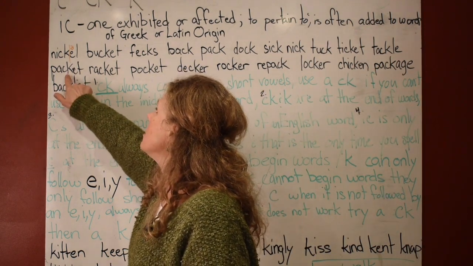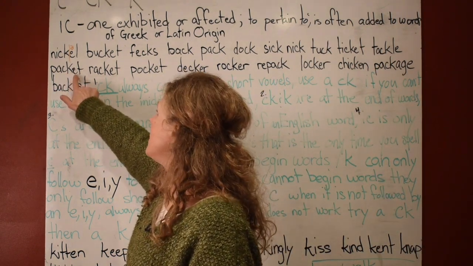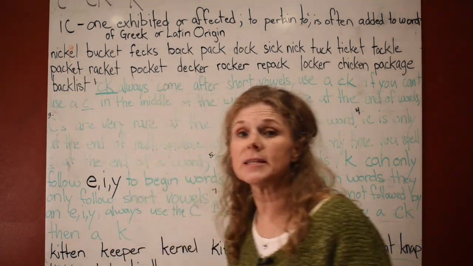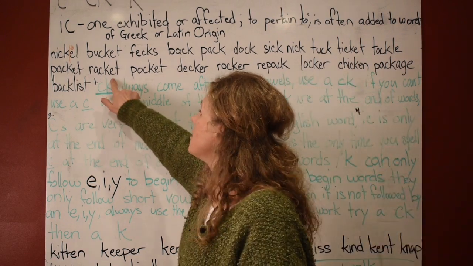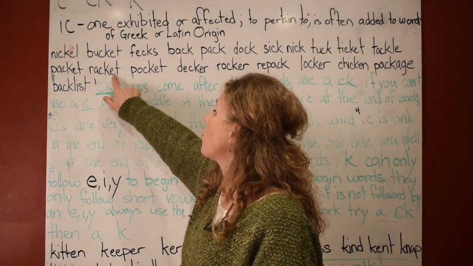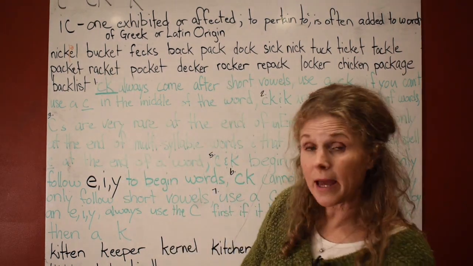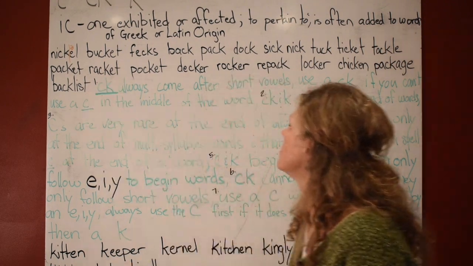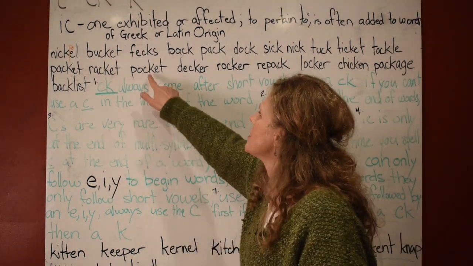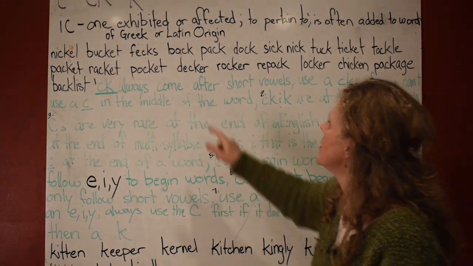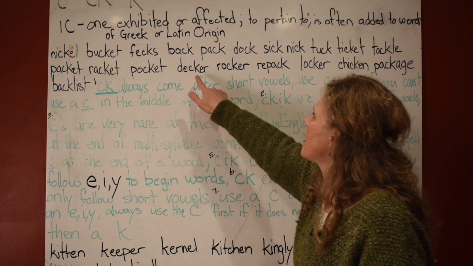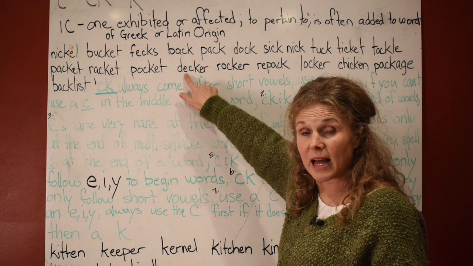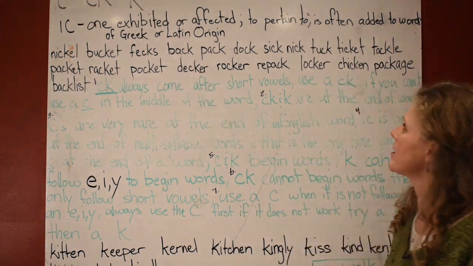Packet, same here. This is an E, I, or a Y, so it cannot be a C. This is a short vowel, so it is a CK. Racket, this is an E, I, or a Y, so it cannot be a C, so we're putting a CK because that is a short vowel. Pocket, the same rule right there. Decker, but this one's a little bit different because deck is your base word. So it's going to end with a CK because that's a short vowel, and then you have your suffix added onto that.